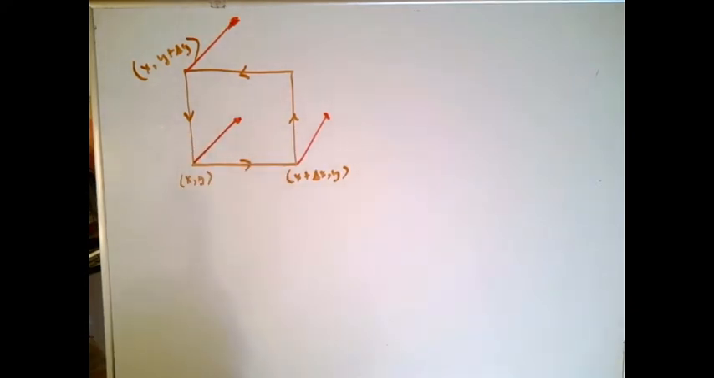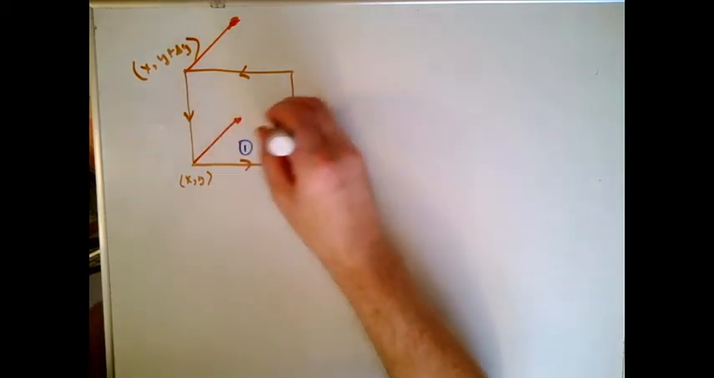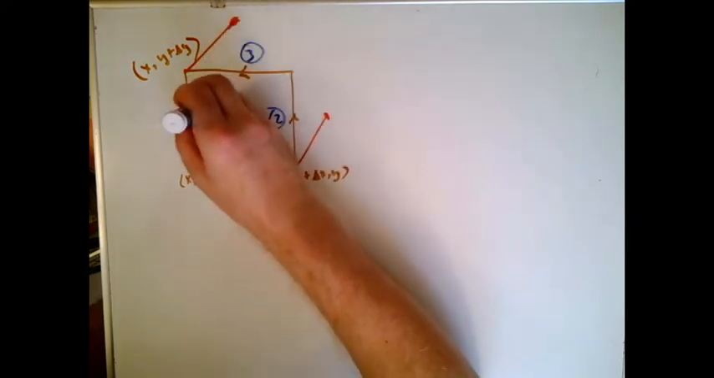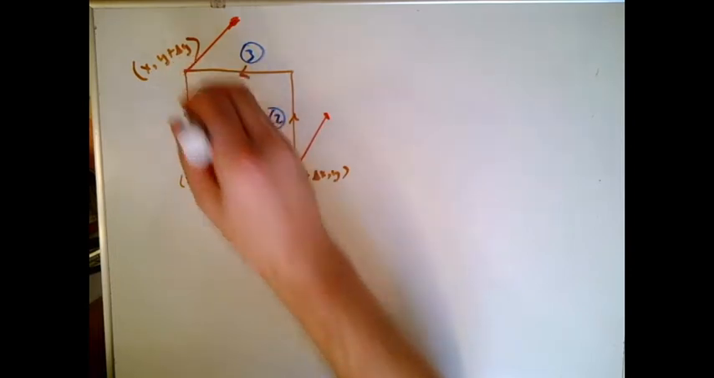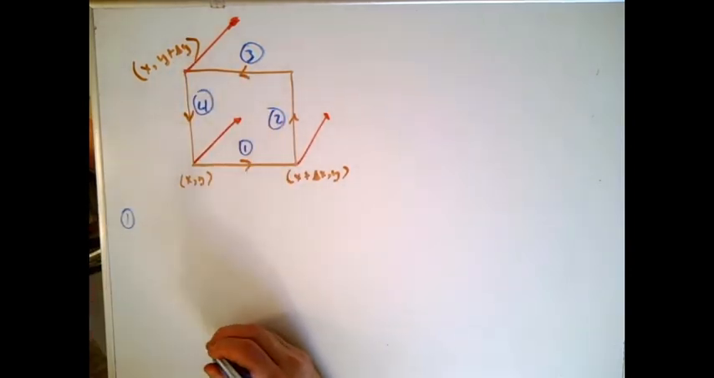I'm going to calculate the work done along each side. So I'm going to call this side 1, call this side 2, call this side 3, call this side 4, and we're going to calculate the work done by those arrows along each side.